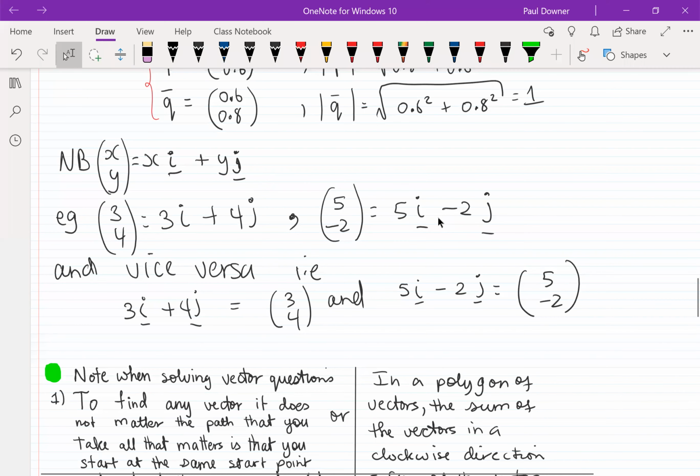Or in your exam, they could reverse it. Instead of giving you the component form and telling you to write it in the form of unit vectors, they could do the reverse, vice versa. They could give you this and tell you to write it in component form. So you know this 3 goes on top, this 4 goes below. Similarly, write this in component form: 5 goes on top, minus 2 goes below. Very simple once you know the pattern.